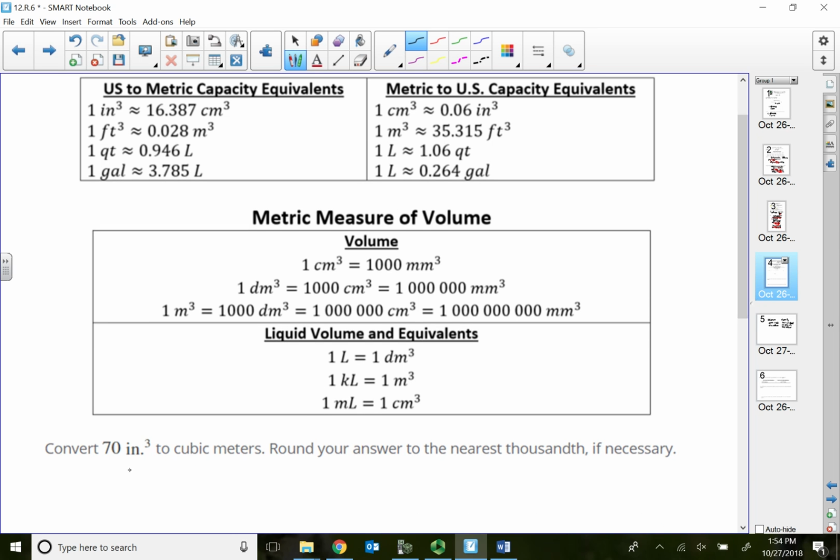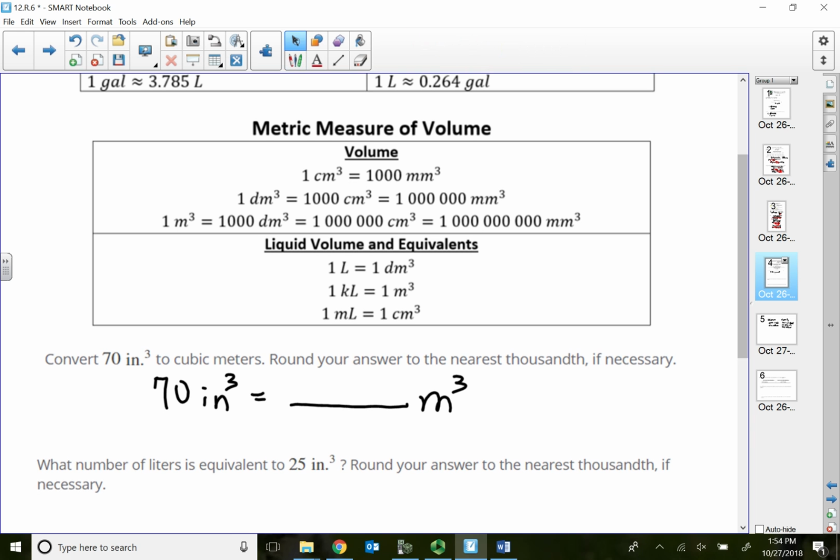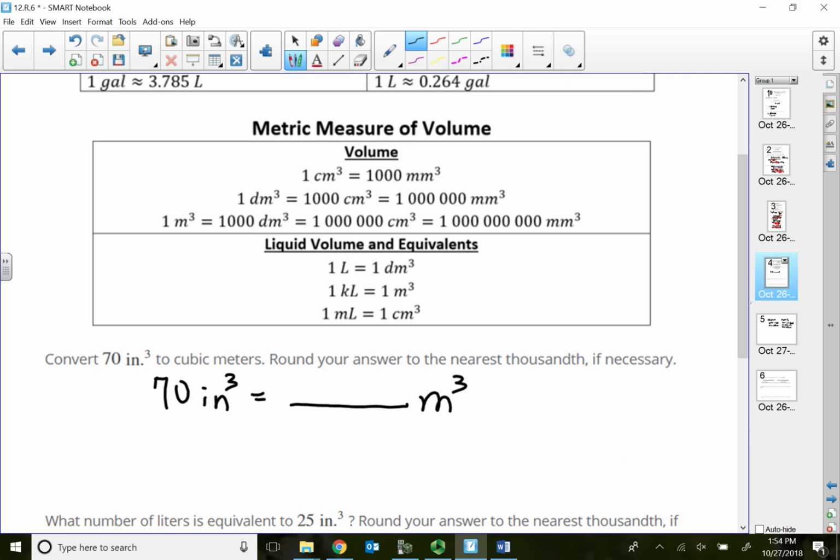If I have 70 cubic inches of space, I need to convert into cubic meters. That's actually equivalent to so many cubic meters of space in terms of metric. So let's see. US cubic inch goes straight to cubic centimeter here. Right now, my conversion chart shows me cubic inch goes straight to cubic centimeter.